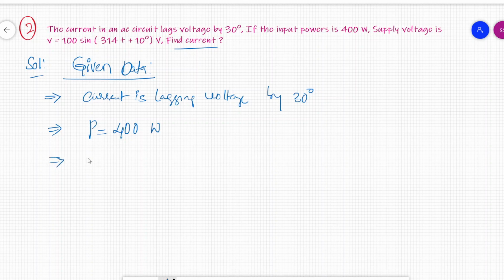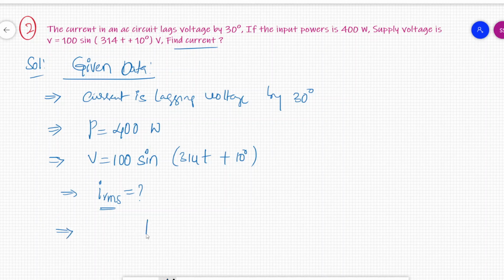The third point given is the voltage value, that is 100 sin(3140t plus 10 degrees). Then he asked us to find the current. If they don't mention peak or maximum value, by default it is RMS current. So we need to find RMS current. The question also mentions RMS current only. If he mentions peak or maximum value, that will be the peak value. So by default it is the RMS value. So these are the things we have, and we need to find I RMS. So how can we find the RMS current? This is one important thing.